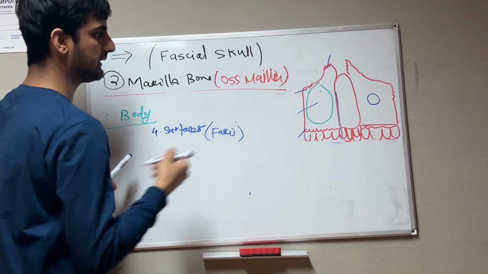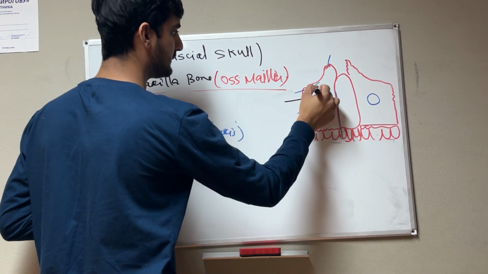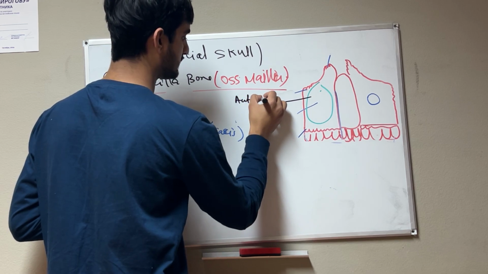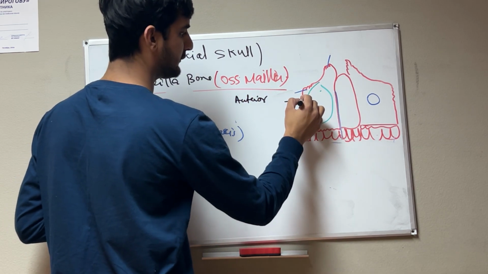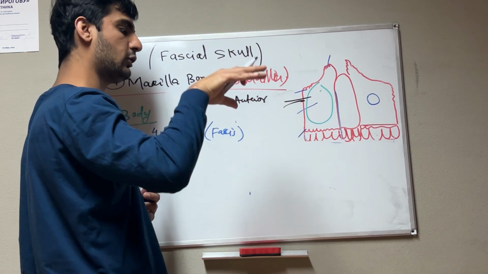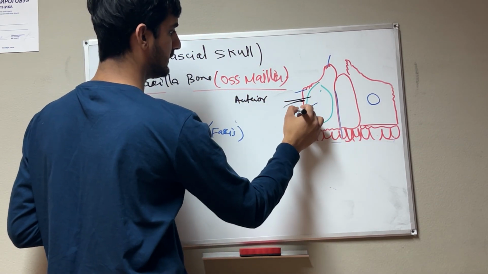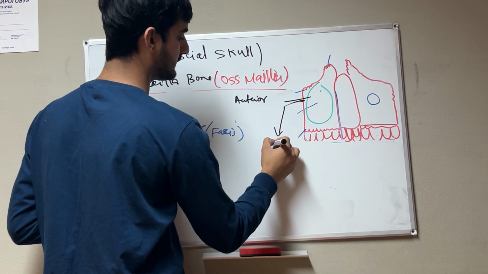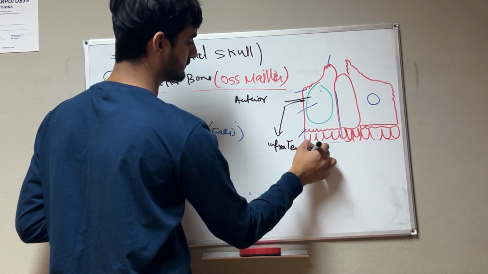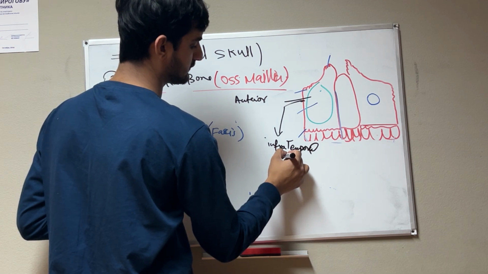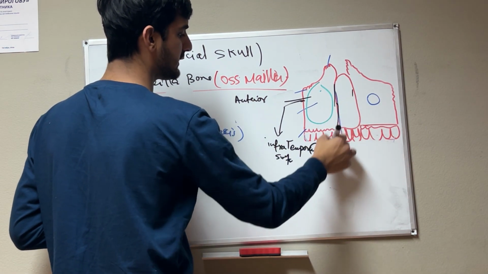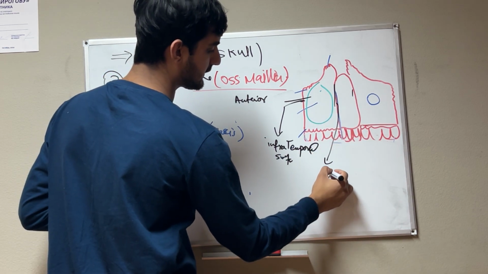This one is the front one. This is the anterior surface, which is concave in shape. This one is facing toward the temporal area, but the temporal is upper and lower, so this is the infratemporal surface. Here is the nasal cavity, facing the lateral wall of the nasal cavity. Also, you can say this is the nasal surface.